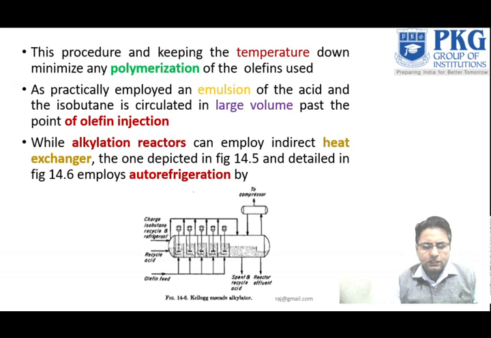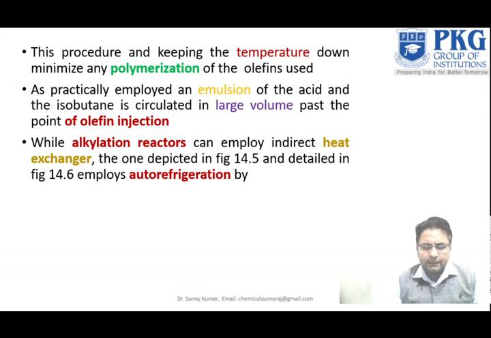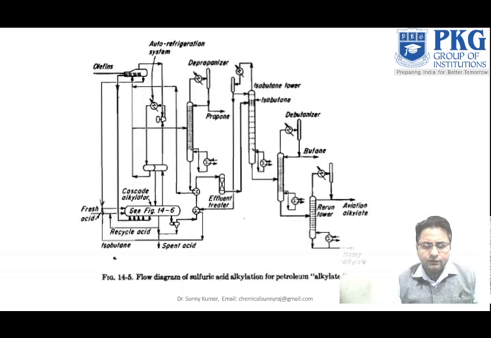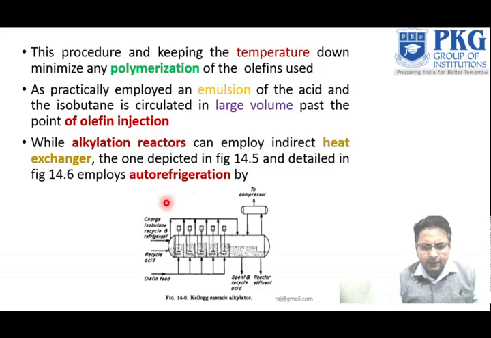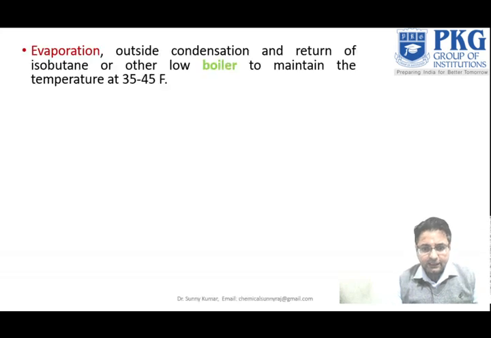If you see this Kellogg cascade alkylator which we have used here, this is an auto refrigeration system. One other thing: these are the olefins, 1 2 3 4 5, which we are feeding in the 5 sections, as we have discussed in the next slide.